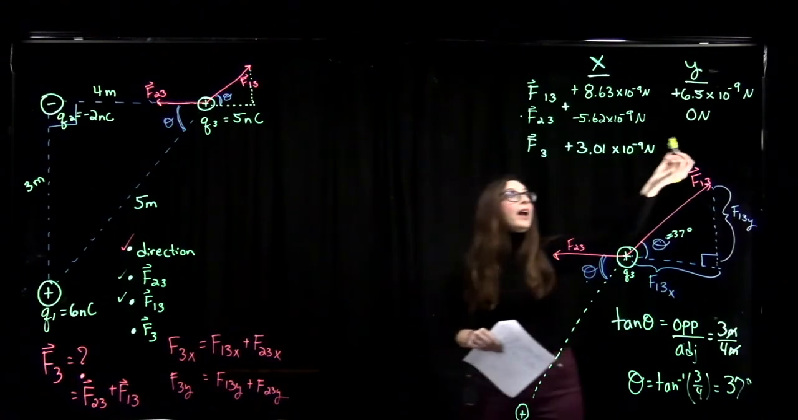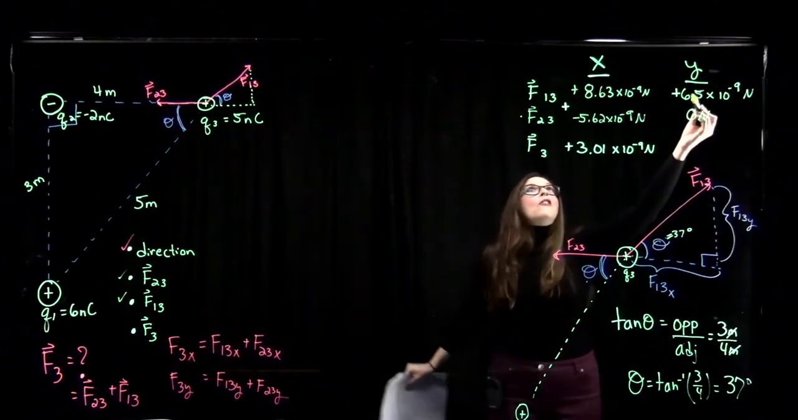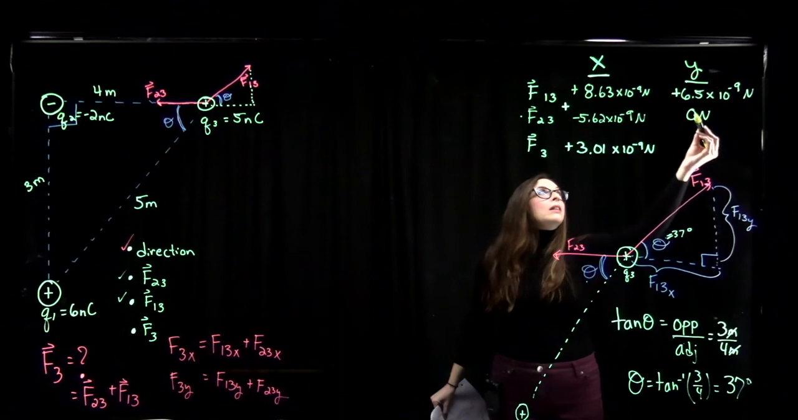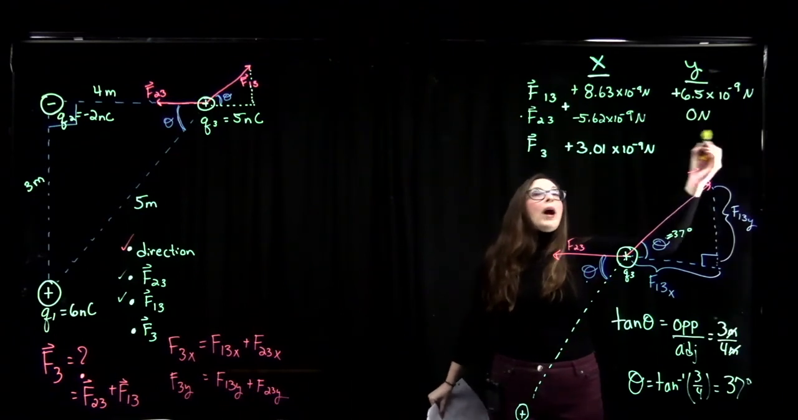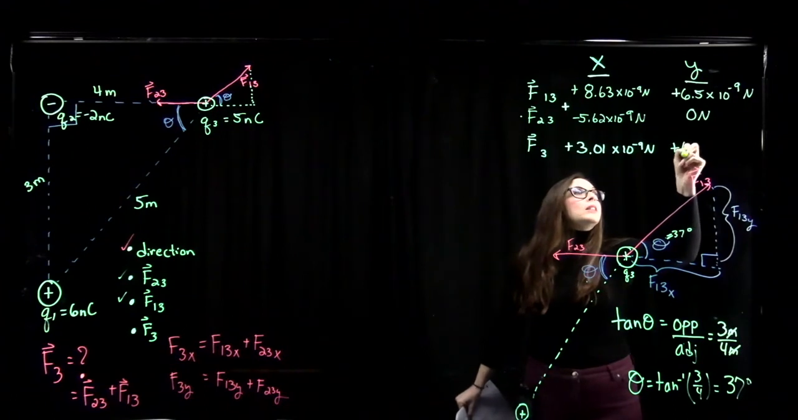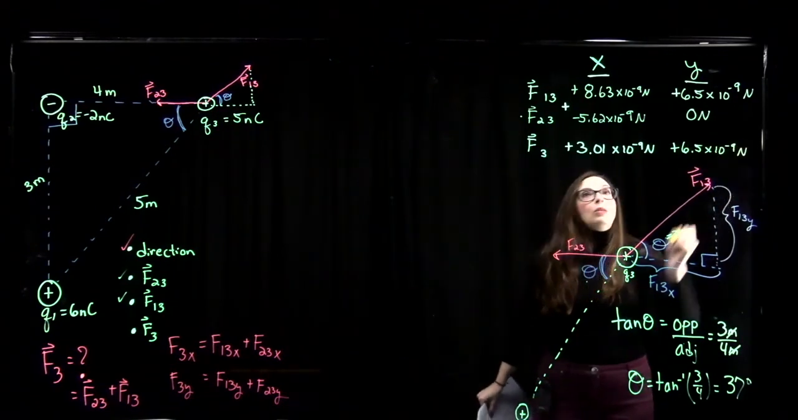And for the y component, F3y, we add F13y plus F23y. There's no y component for F23, so that's just positive 6.5 times 10 to the minus 9 newtons.